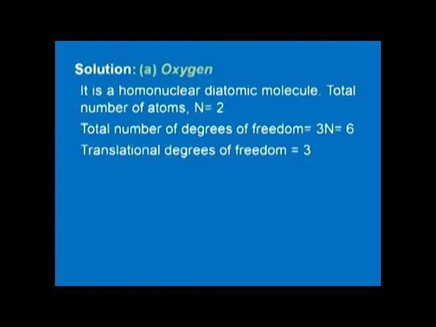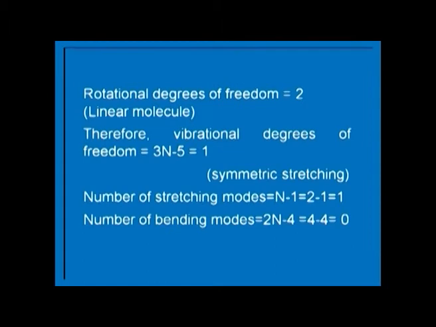For oxygen molecule, it is a homonuclear diatomic molecule with the total number of atoms n equals 2. The total number of degrees of freedom is equal to 3n, which is equal to 6. Translational degrees of freedom will be equal to 3. Rotational degrees of freedom will be equal to 2 because it's a linear molecule, and therefore the vibrational degrees of freedom will be equal to 3n minus 5 equals 1, which will be associated with symmetric stretching. Number of stretching modes will be n minus 1, which will be equal to 1, and number of bending modes would be 2n minus 4, which comes out to be 0.